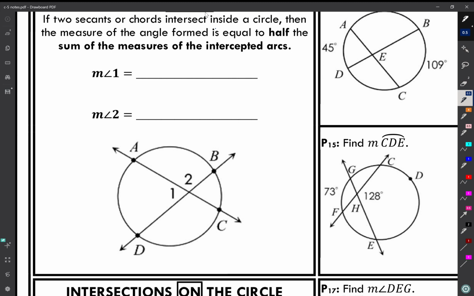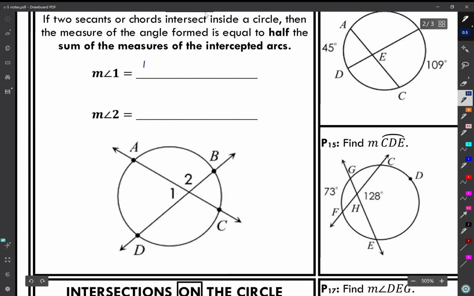For angle 1, the intercepted arcs would be AD and BC. Those would be the two arcs that we're looking at. The way you can find the intercepted arcs is this: I look at the arc that is inside the angle, formed by those endpoints, and over here the arc BC is also inside that angle. So our formula for the measure of angle 1 is half of the sum of those two measures.